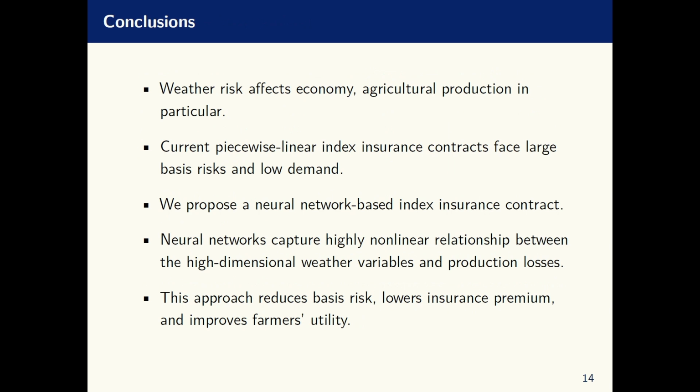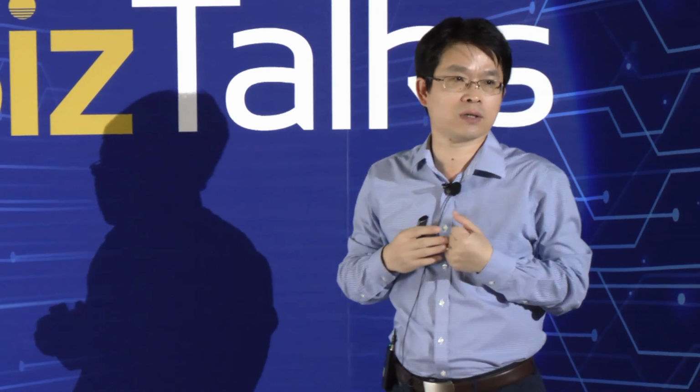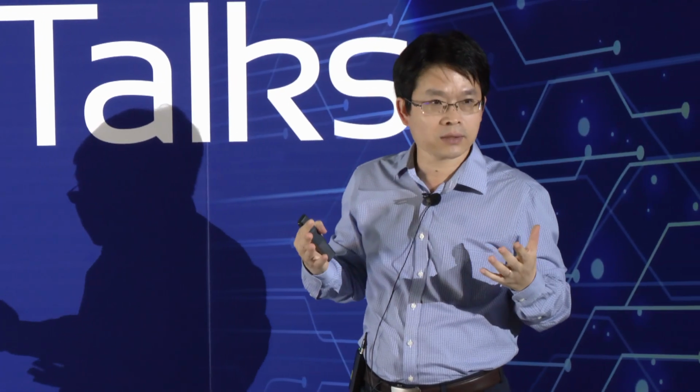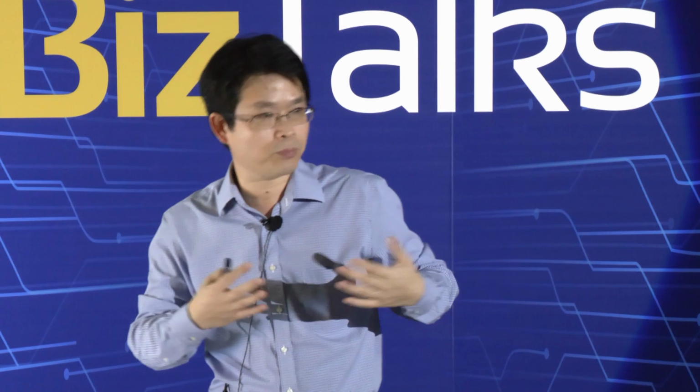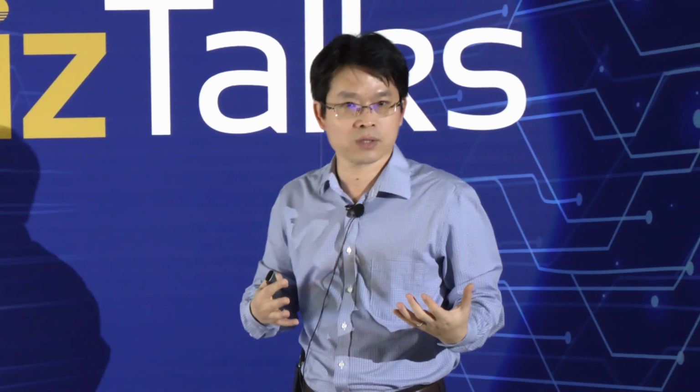Okay, so let me wrap up here. Overall, you're going to see that weather risk obviously affects the economy a lot. And the focus of this project is agricultural production. So we want to design an index insurance product to help farmers manage this weather risk. If you look at the current practice, which is based on single dimension linear contracts, we're going to see that the current practice has a very large basis risk and faces very low demand.